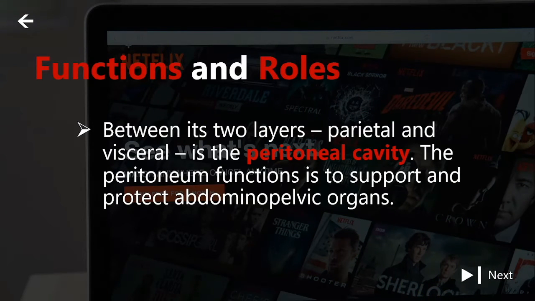Between its two layers, the parietal and visceral peritoneum, there is the peritoneal cavity. The peritoneum's function is to support and protect abdominopelvic organs.